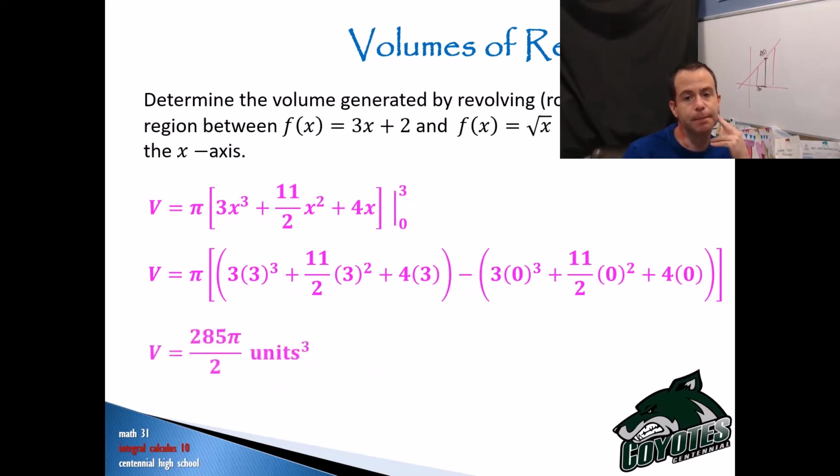Final answer ends up being 285 pi over 2 units cubed. Okay? That's it. That's all you've got to do today.